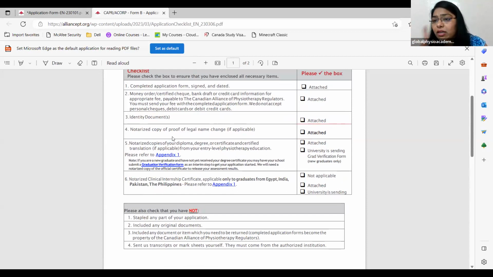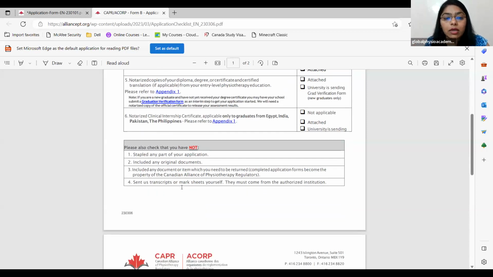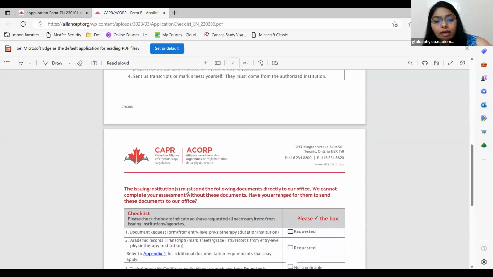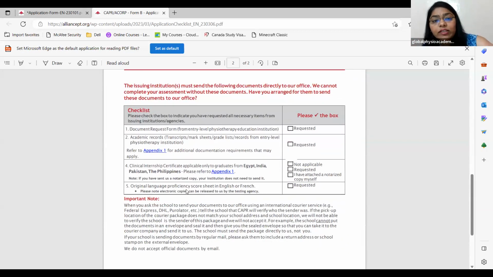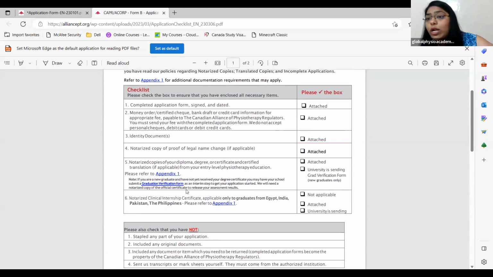Notarized copy of the marriage certificate is compulsory to attach. Everything is notarized. Notarized copy of your degree certificate. So all students have to submit these. This is important to know. The student has to submit to the CAPR. Okay, so this is done. This is the first checklist that the student has to send to the CAPR.